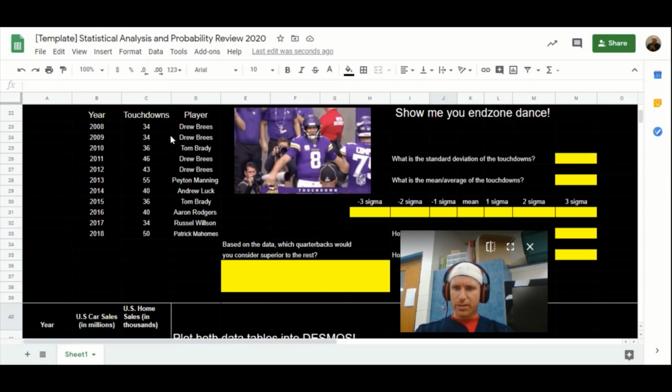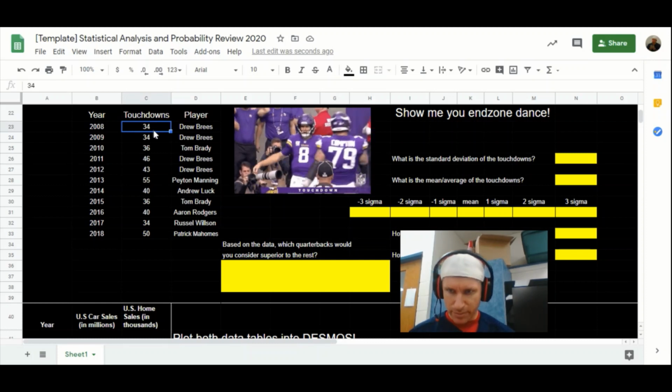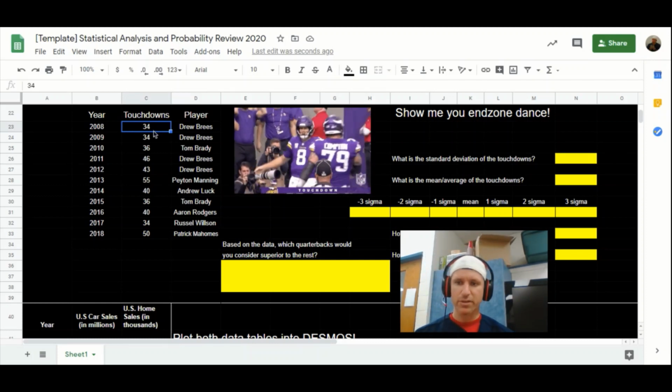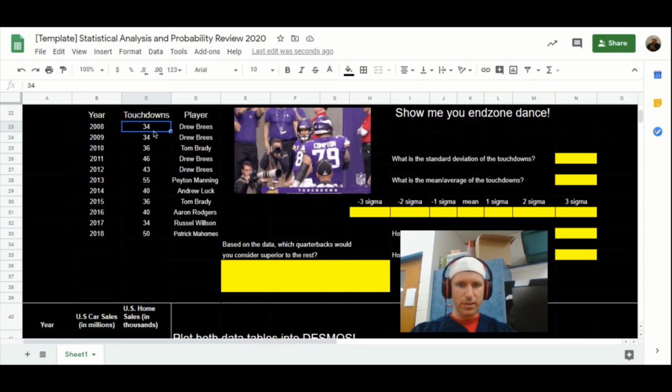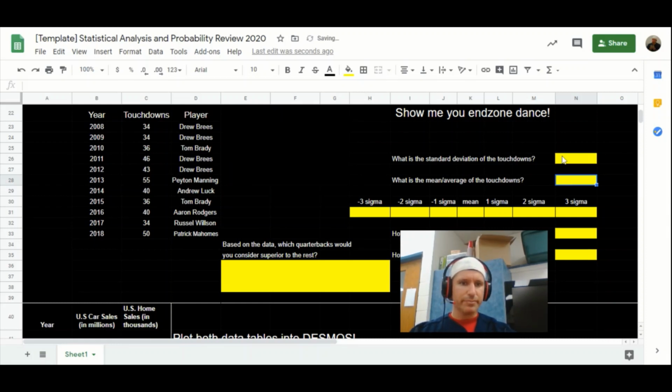These are the most touchdowns thrown by a quarterback in a particular season, given from 2008 to 2018. So let's go ahead and lay out our data set. What is the standard deviation of touchdowns? What's the mean? I guess I reversed those two from the one that's up above. You can get rid of Kurt if you don't want to see him. I'm kind of tired of that too. Equals average.